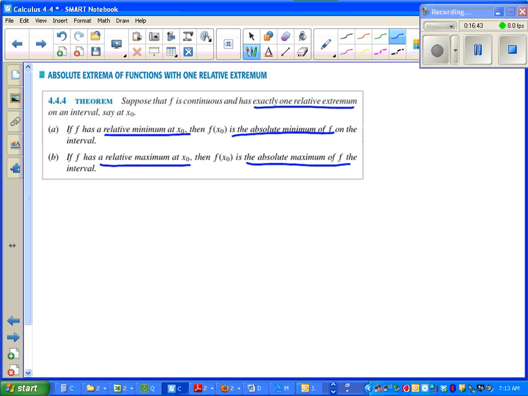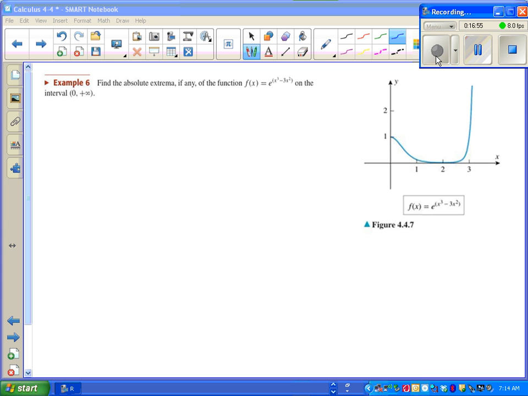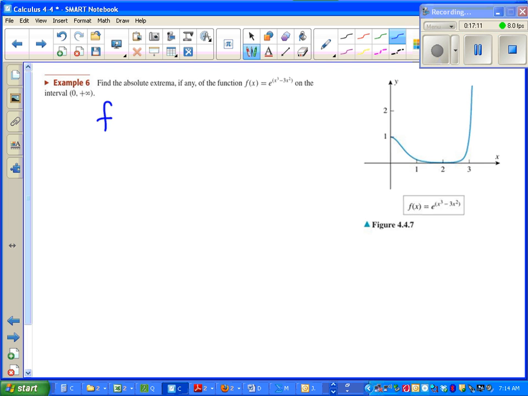Again, I can't think of a time when this is super useful to know off the top of my head, but I am prone to making mistakes, so maybe it's useful. This last example says find the absolute extrema, if any, of this function on the interval 0 to infinity, not including 0. So we should figure out what's going on in this function on the ends. Since we're not including 0, we should find out what's happening slightly to the right of 0.